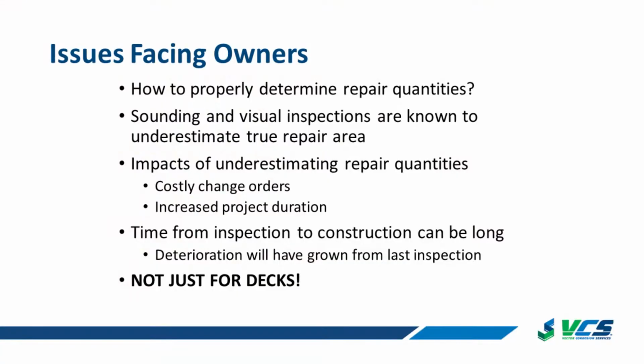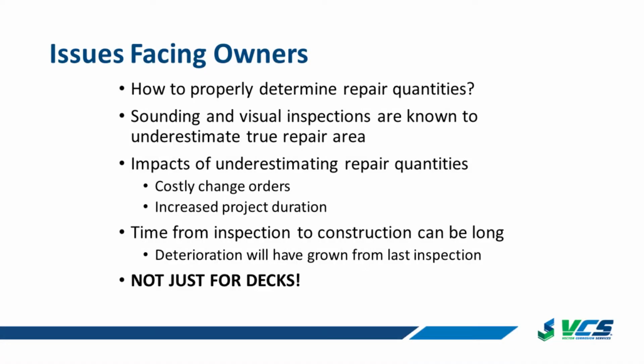Underestimating these repair quantities can have two major impacts on your project delivery. First and most importantly, change orders can be costly. With the increased quantities, those costs increase. And it can also delay your ultimate project delivery time. Another factor we have to consider is that when we go out and do these inspections, it can take years from when the actual project begins with the repair phase. So deterioration will definitely have grown from the last inspection. How do we better understand how that growth is occurring so that when we get to construction, we have a better idea of what's going to be repaired?